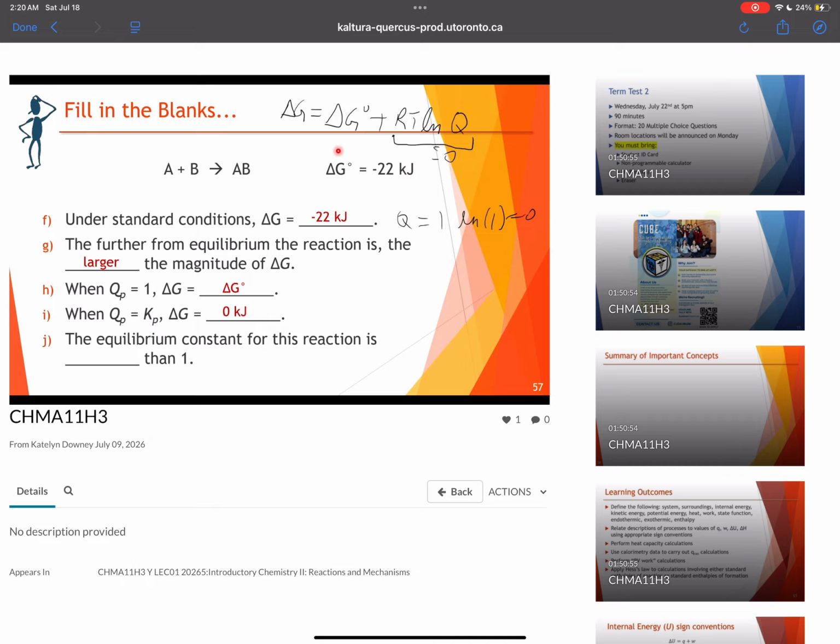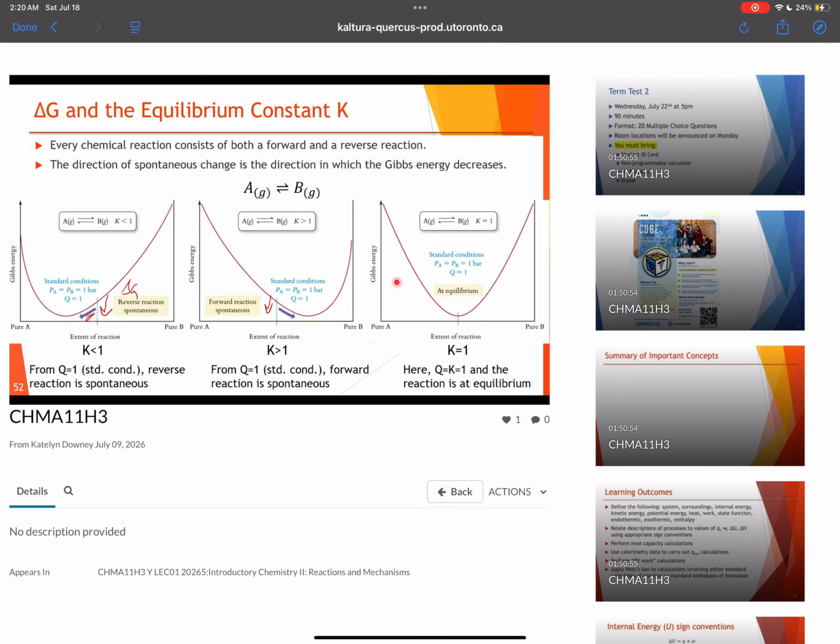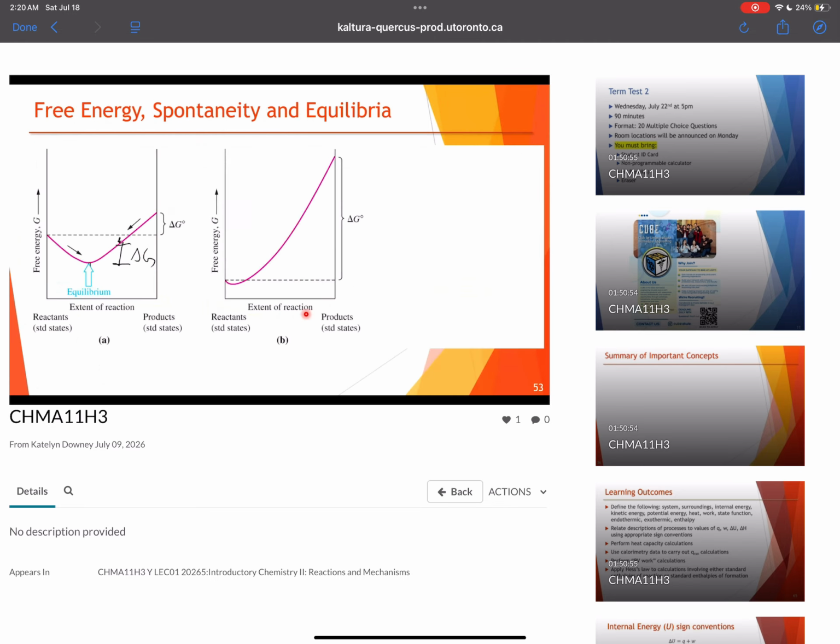Remember earlier we said that this favors the products, right? And this will move in the forward direction. If it's moving in the forward direction, and we're favoring our products, that means our equilibrium constant will be greater than 1. I can go back a bunch of slides to these graphs. Here, the equilibrium constant is greater than 1. We can see that the forward reaction is favored here. The forward reaction is spontaneous because our equilibrium constant is greater than 1. Okay?